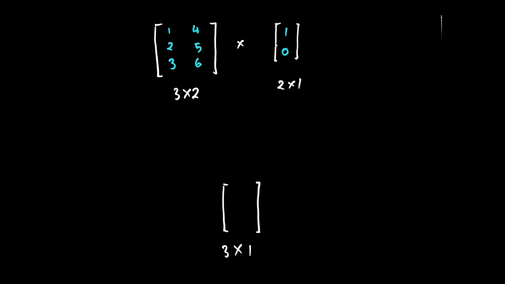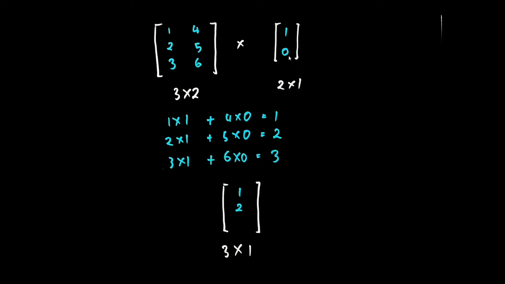We multiply this row to this column, so we get 1 into 1 plus 4 into 0, which gives 1, and then we place this 1 in the first row and the first column. And then we multiply this row to this column, so we multiply 2 into 1 and 5 into 0 to get 2, and this 2 would be placed in the second row and the first column. And then we multiply this row to this column, 3 into 1 plus 6 into 0 to get 3, and this 3 would be placed in the third row and the first column.